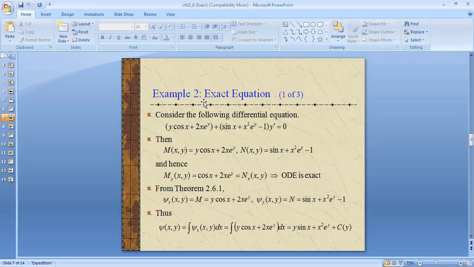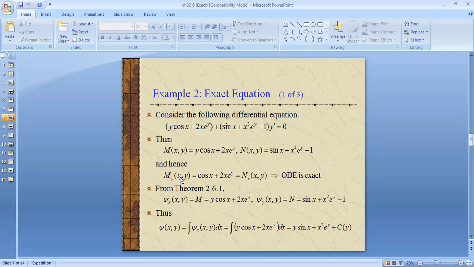Okay, now another example. Consider the differential equation y cos x plus twice x e to the power y plus sin x plus x square e to the power y minus 1 times y dash equals to 0. That means dy dx. This is actually the standard form of an exact differential equation, M plus N dy dx equals to 0, where M equals to this and N equals to this.